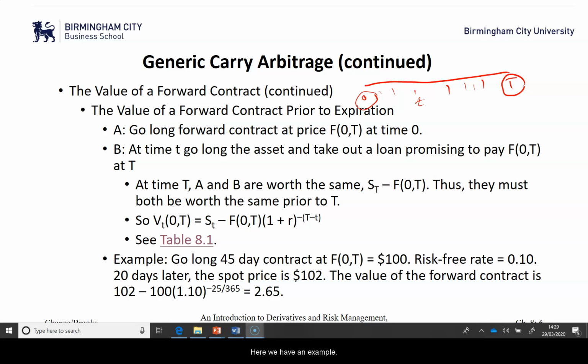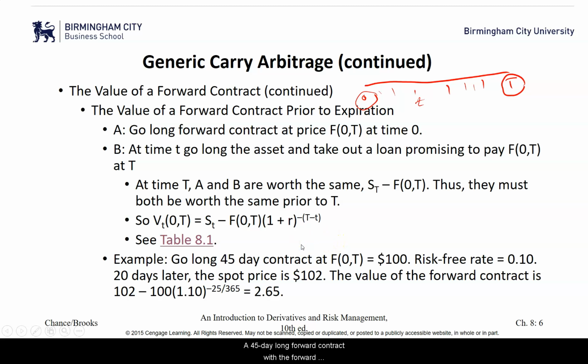Here we have an example. Suppose there is a 45-day long forward contract with a forward price of $100. The risk-free rate is 10%. 20 days later, the spot price is 102. So the value of the forward contract will be the spot price 20 days later minus the present value of the forward price for the remaining 25 days at 10%. So that is 2.65.